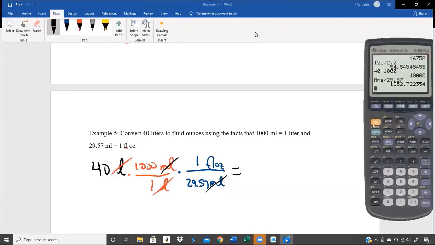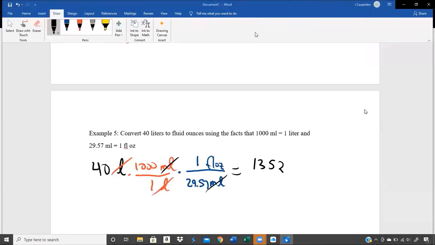We're going to round to the nearest tenth. So the hundredths is a 2. That tells us to round down. The 7 stays a 7. So 1352.7. What are our units? The things that weren't canceled, fluid ounces.